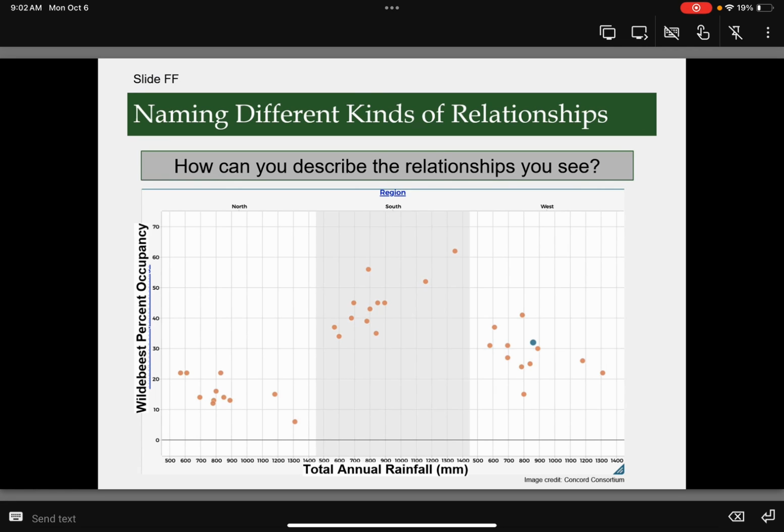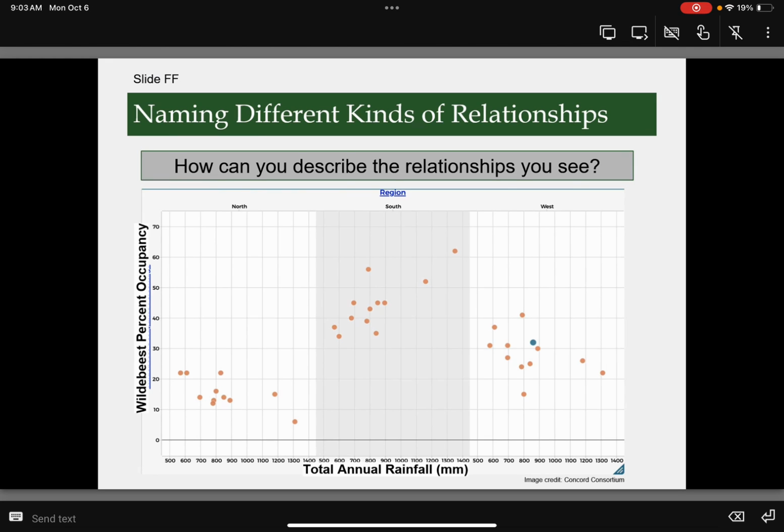So what other information other than the fact that we have a positive relationship here, when the rain is high, the wildebeest occupation is high, okay? And negative for our west and our north. High amount of rain, low amount of wildebeest occupancy, right? Okay, so then, again, you can make an inference or make a guess about why that might be, and it has to do with the food, right?